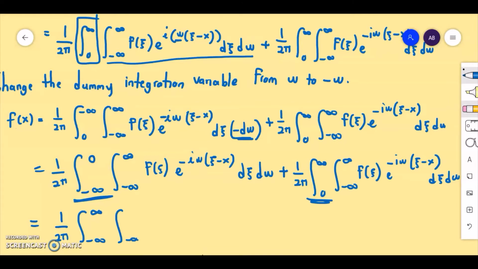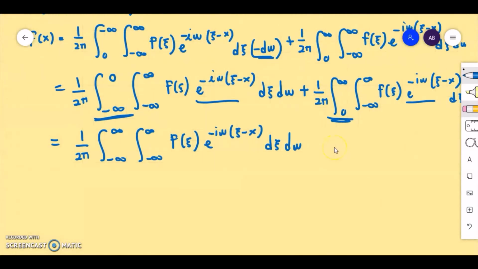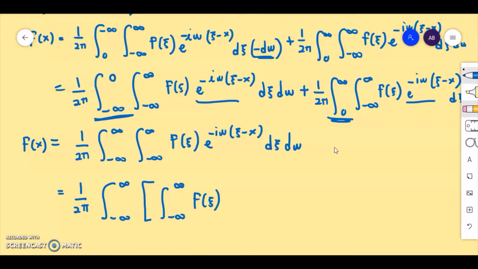So now we have 1 over 2π from negative infinity to infinity, and then this double integral of f(ξ), factoring out this term, e^(-iω(ξ − x)) dξ dω. This is the simplification for the transformation we can make. It is not quite finished yet, but for simplicity I am going to write the equation like this, with a bracket here so that you can see what's happening: e^(-iω(ξ − x)).